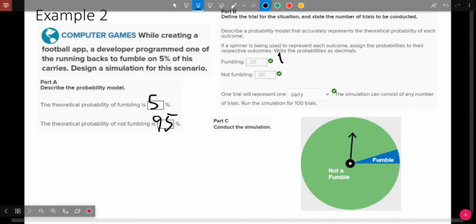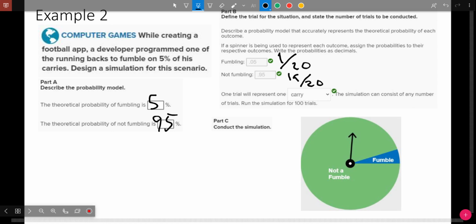I might even say you might want to consider doing it as a fraction. Remember, if you're in class, you can type the decimal in and then hit math, enter, and it will change it to a fraction. And you also want to make sure you know what one spin counts as here. One spin, one trial, represents one carry. So if a running back is going to have 100 carries in the season, you could spin it 100 times and get an experimental probability of how many fumbles that running back would have.